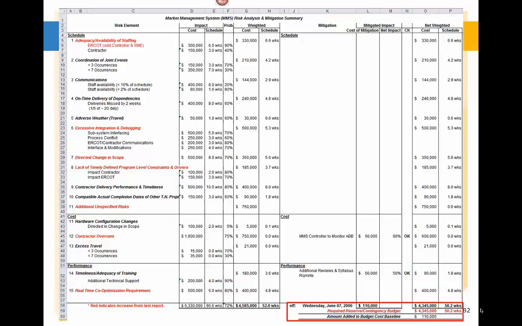In summary, at that point then, the weighted cost impact of the risk had dropped from 4,585,000 down to 4,345,000, which was a $240,000 reduction in risk impact, which is not insignificant. However, the cost of our mitigation to affect that reduction was $110,000, which had to go immediately into our project cost budget, because we were going to be actually spending that money because we had to actually perform that mitigation.